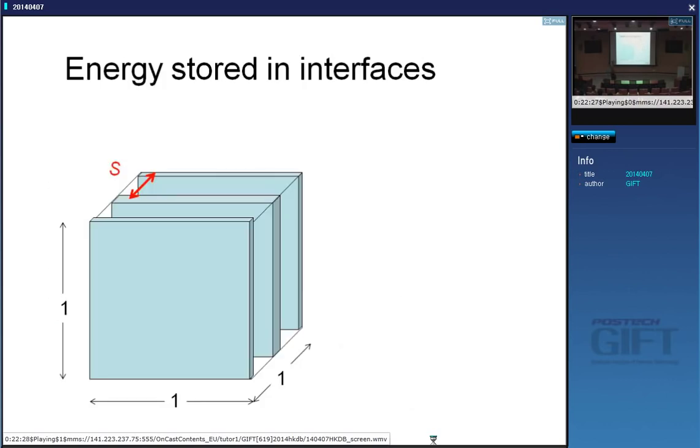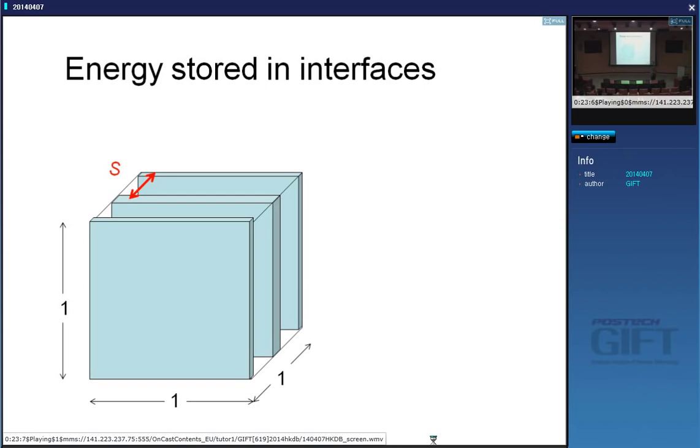Okay, so let's imagine this is our pearlite colony, and we're looking at unit dimensions. So the volume of this object is 1, and this is a lamella which is inside the colony, and this is a lamella which is shared with another colony. So there's one interface here, two interfaces here, and one interface here. So there are 4 interfaces of area 1 by 1.